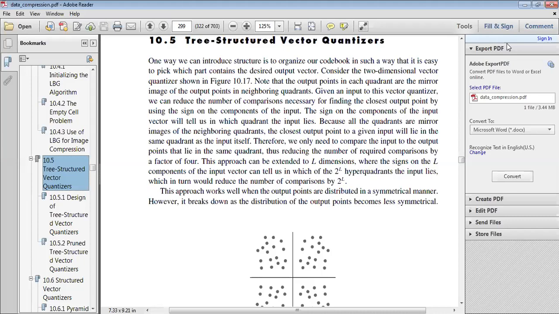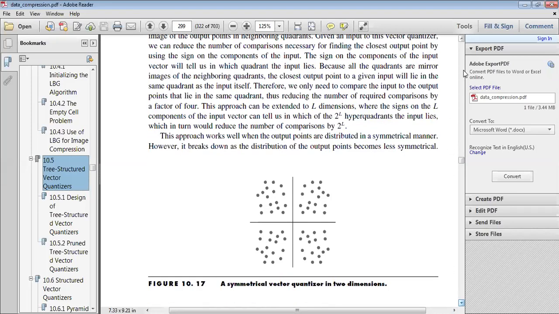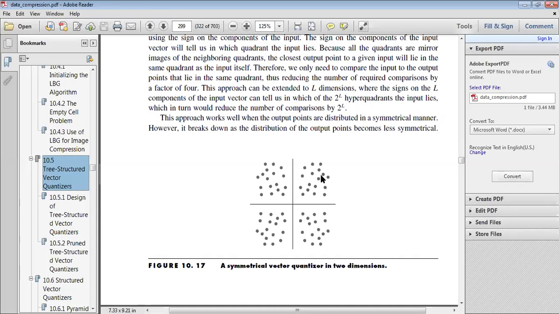So in case of symmetrical vector quantizer, the data set in one quadrant is the reflective of another quadrant. Like as in the given example, this one is a symmetrical vector quantizer in 2 dimensions. So data available in the first quadrant is the symmetrical reflection of data available in the second quadrant.